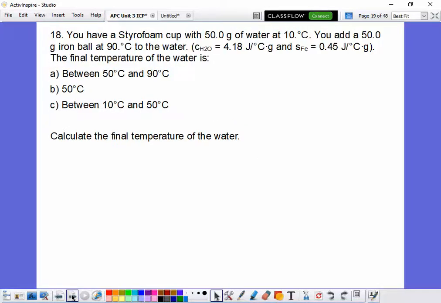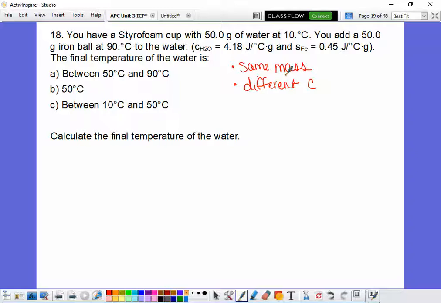For number 18, what is the same? Our masses. Mass is the same. But what's different? The substances, which means our specific heats are different. Now, the reason this is an S and not a C is just because it's a metal. Okay, but it's the same thing. It means the same thing.